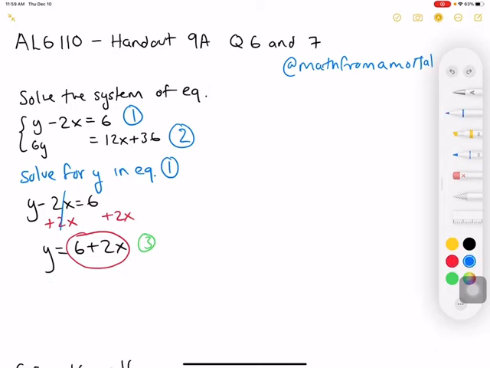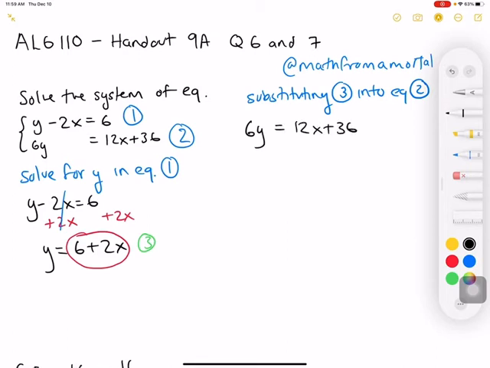Next step is going to be substituting equation 3 into equation 2. So what is my equation 2? 6y equals 12x plus 36. And this is where I'm going to replace the y for my new expression. So 6 times (6 plus 2x) equals 12x plus 36. Okay, so at this point, I'm going to get rid of the parentheses, try to solve for x.